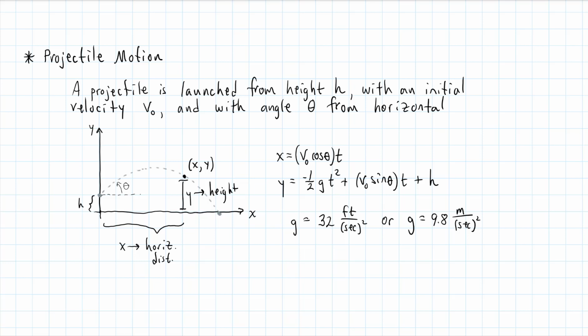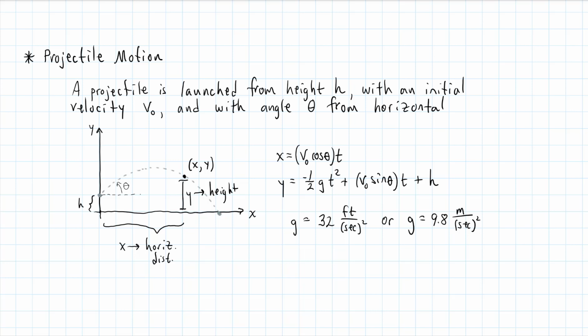Now what is g? G is the acceleration of the object due to gravity. So we're on Earth, gravity is working on this object as it's in the air, and it's a constant force. If things are measured in feet and seconds, so time is in seconds and our distances are in feet, then g is 32 feet per second squared. If things are measured in meters and seconds, then g is 9.8 meters per second squared. I think that's an approximation. They might both be approximations, I'm not sure. So pay attention to how your distances are being measured so you use the correct value of g.